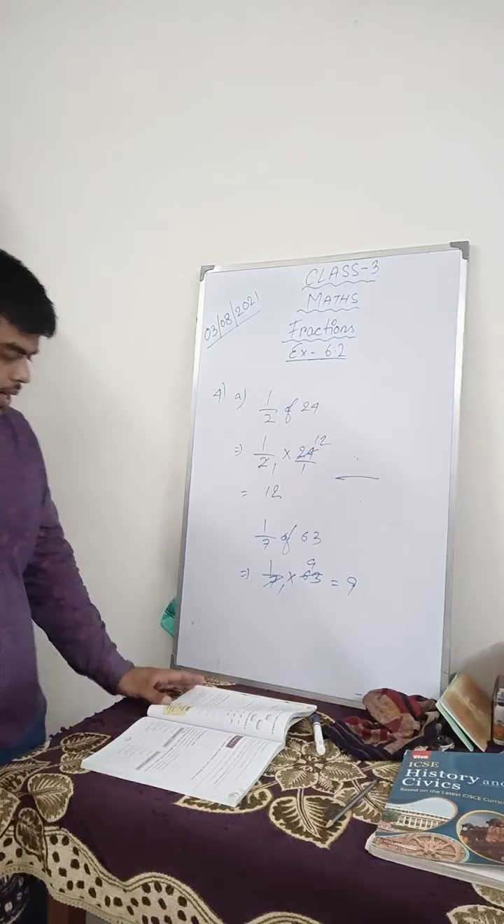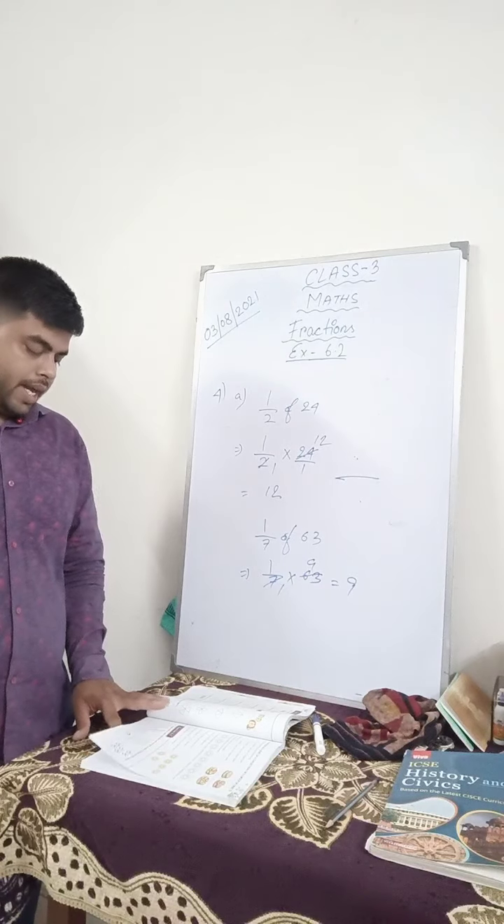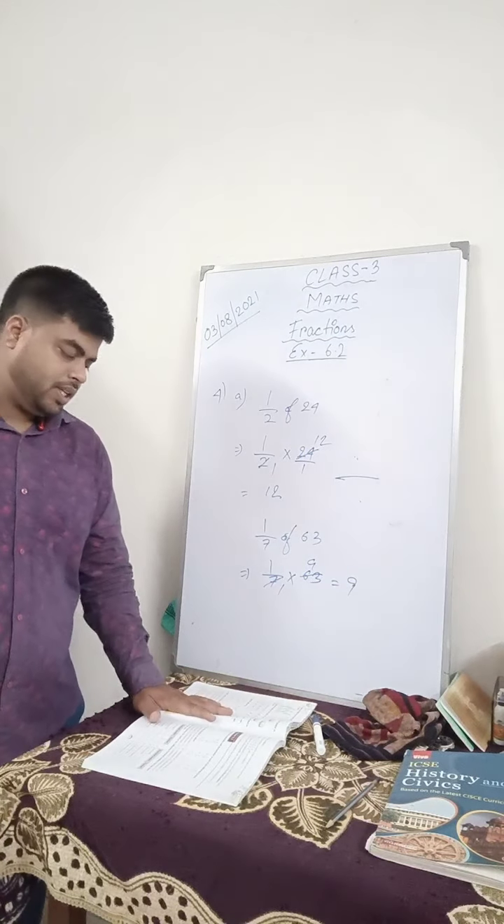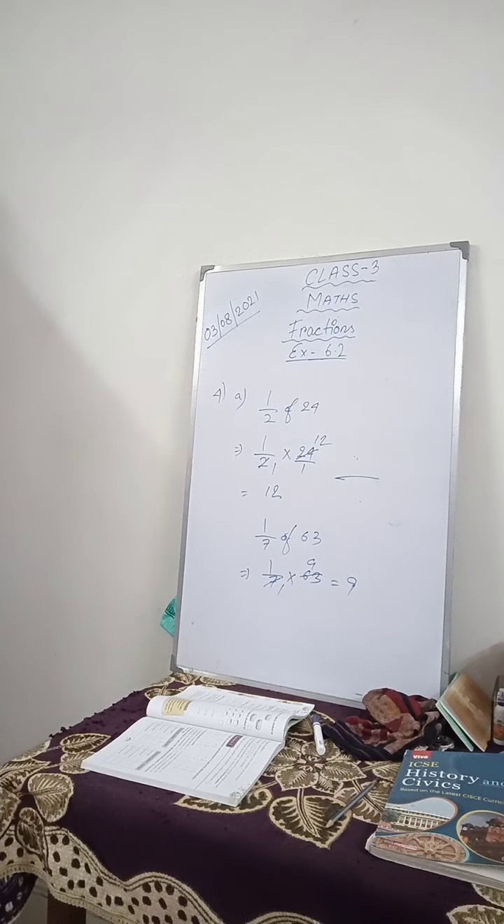So please children, complete exercise 6.1 in the book, and 6.2 up to question number 3 you can do in the book, and question number 4 you will do in the copy. So children, for today up to this much. Thank you class.